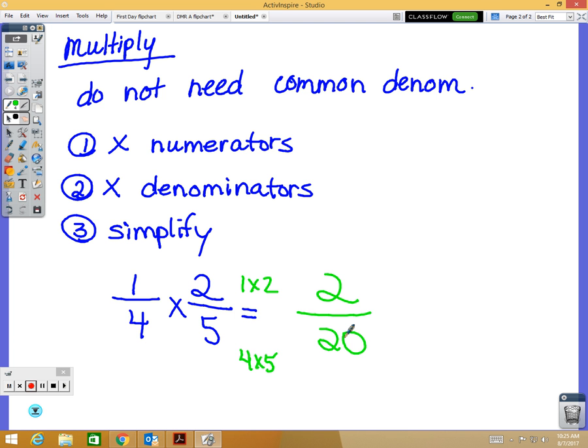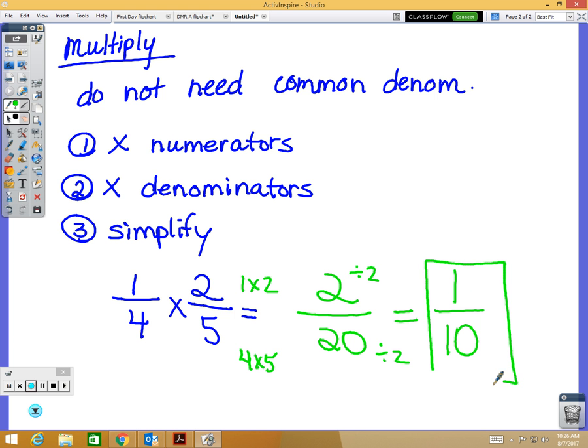And now we want to simplify. What can we divide both 2 and 20 by? I can divide them both by 2. Now, I know some of these things are mental steps here. You're doing mentally 1 times 2, and mentally 4 times 5, and mentally dividing by 2. But I want to show those steps for our first example. So what is this simplified? 1/10. Since that is my final answer, I'm going to box it in, or if you prefer circles, that's fine.